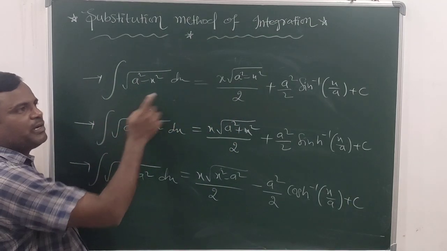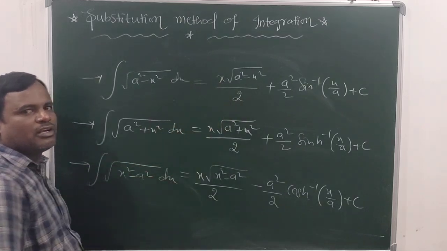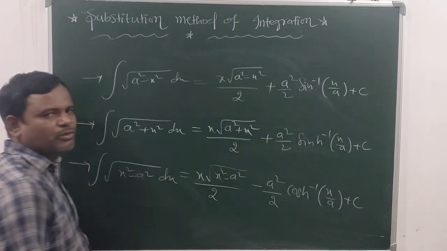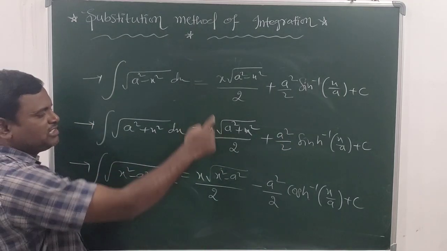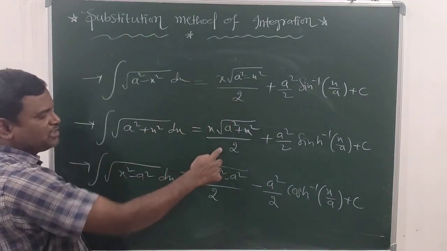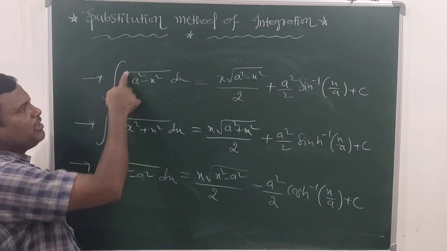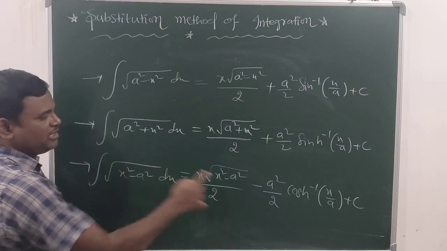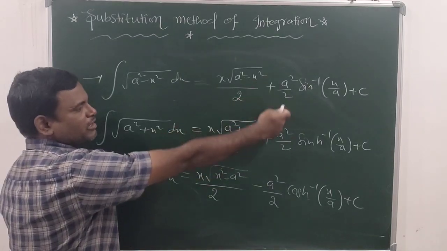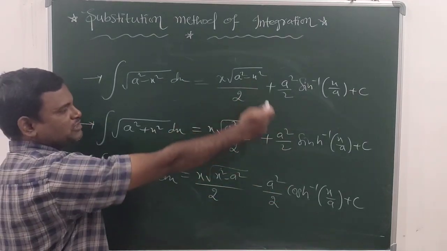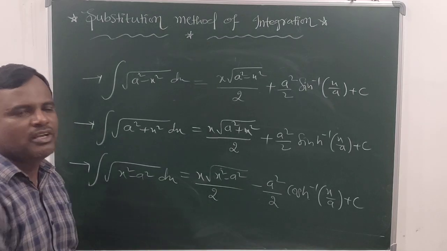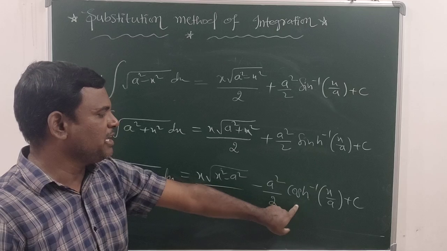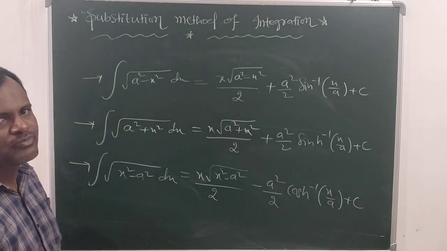Integral of root a square minus x square dx. The result would be x into root a square minus x square by 2 plus a square by 2 sin inverse of x by a. Observe these three. Here x by 2, here x by 2, x by 2. Whichever you got here, the same should be written here. In the middle, a square by 2, a square by 2, a square by 2. Plus here, minus. Here sin inverse of x by a. What about these two? Here sinh inverse of x by a, cosh inverse of x by a.